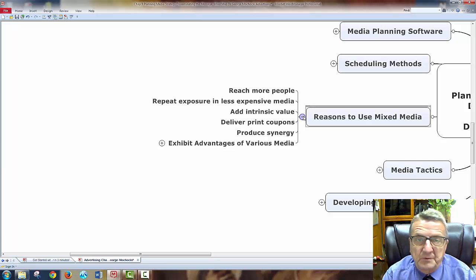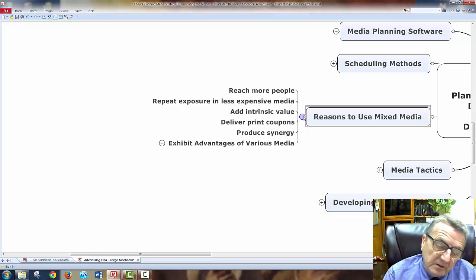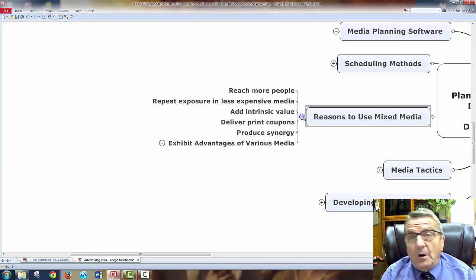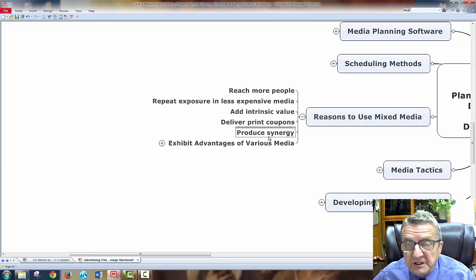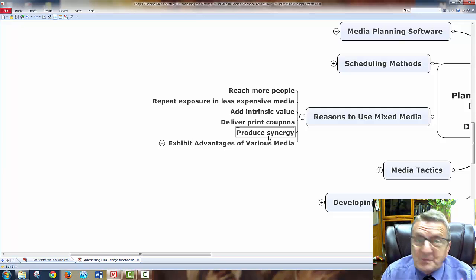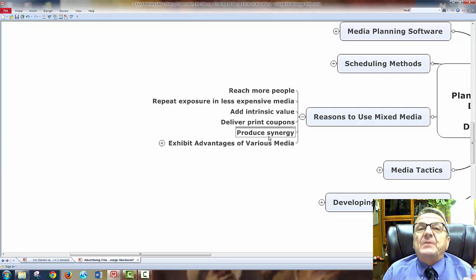Some people may never open up your spam. So you want to mix your media, radio, this. So when I see it in the newspaper, I just heard that on TV. Let me see, they've got a coupon coming. This is the coupon I'm looking for. Okay? And deliver the printed coupon, produce synergy. That means emotion. People want to do this. They're all hyped up about it.